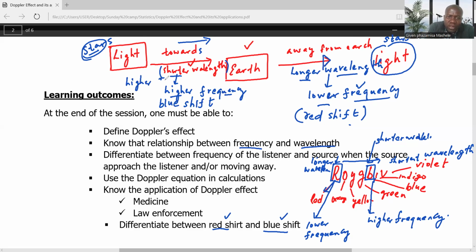The frequency tends to be higher with a shorter wavelength. But as long as there is a longer wavelength with low frequency, it means that the stars are moving away from Earth. And this is called a red shift. I believe you understand what I just said.